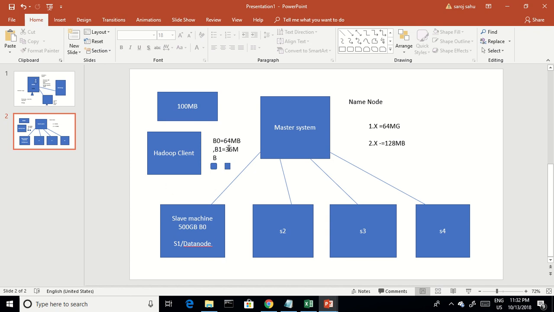And block 1 will be stored in S3. The name node picks the nodes, it chooses them. So the second block will be stored in B1 here.